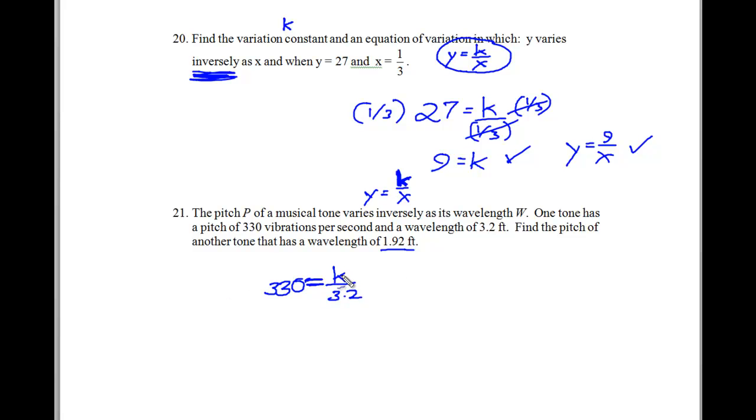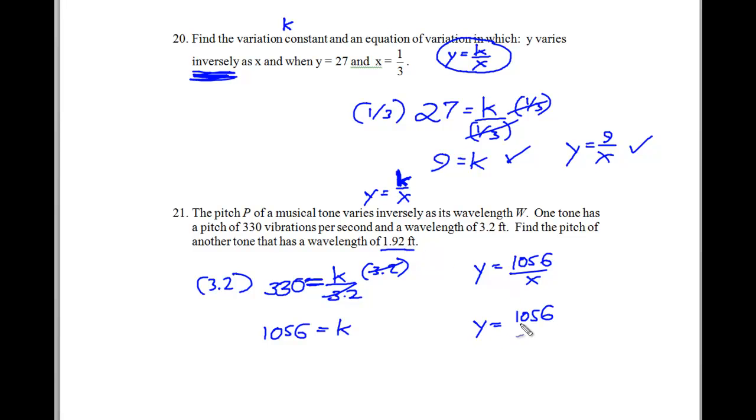Our first step is to figure out what k is. So I'm going to multiply both sides by 3.2. Those go away. 3.2 times 330 is going to be 1056, and that's going to be my k. Therefore I have my equation now of y equals 1056 divided by x. It says find the pitch of another note that has a wavelength of 1.92 feet. So y is equal to 1056 divided by 1.92, and dividing these two is going to give me 550 vibrations per second.